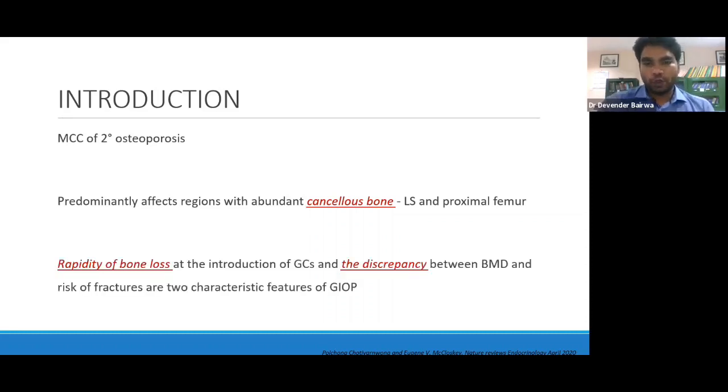And there are 2 points which favor glucocorticoid-induced osteoporosis. That includes rapidity of bone loss at the introduction of therapy, and discrepancy between bone mineral density, BMD, and risk of fractures. So, 2 points are there. First, as soon as you start steroid therapy, in the first few months the risk is maximum. It rapidly increases. Second, although there is loss in BMD, apart from BMD loss there are some additional factors because of which there is an increase in risk of fracture.